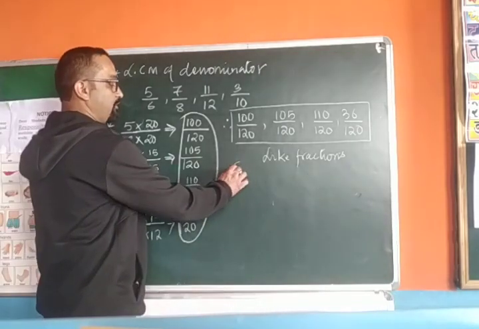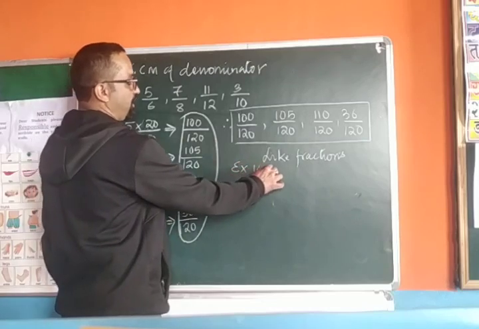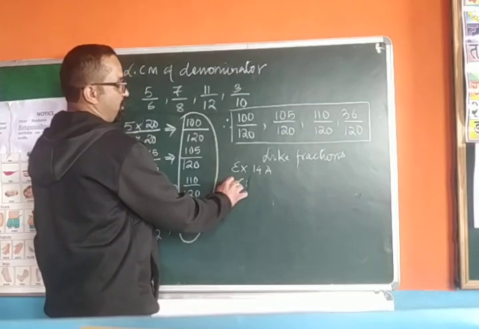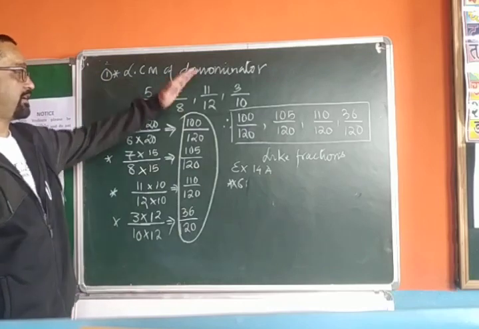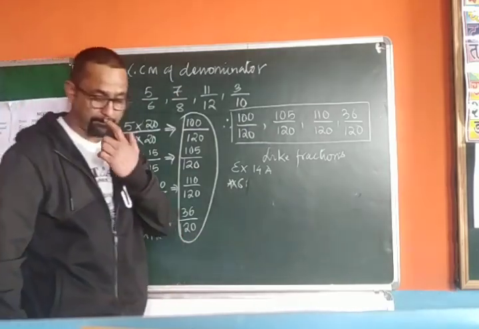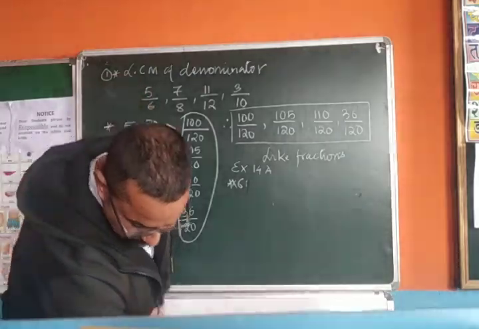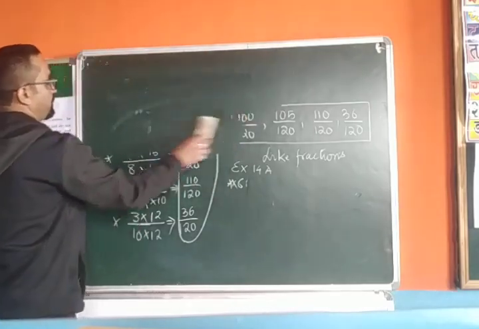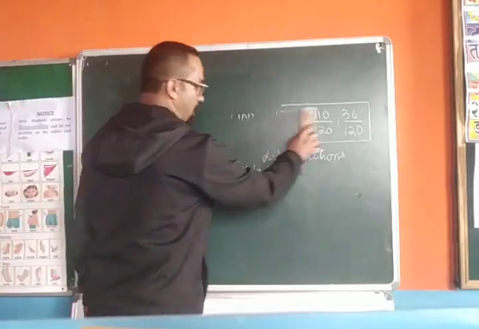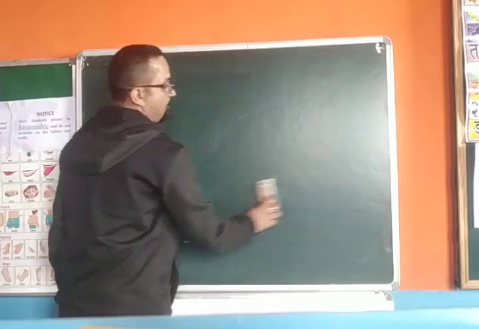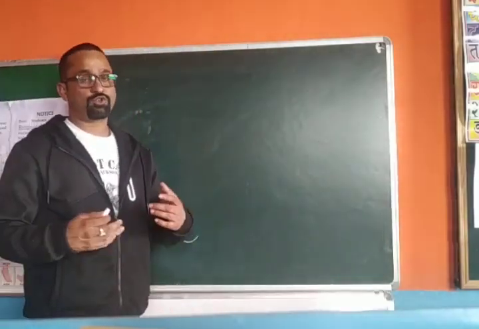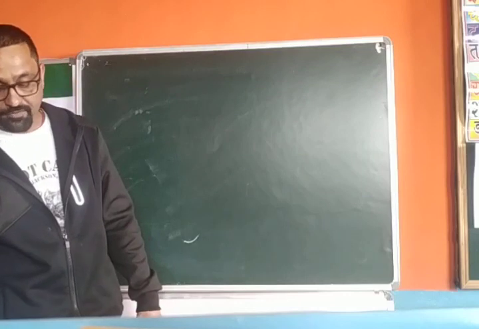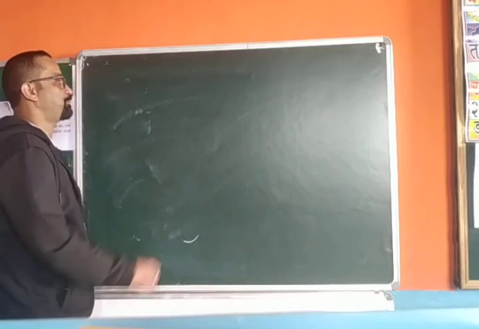You can try solving one question, exercise 14a, question number 6. You can have a look at the question and try solving in a similar way. So I showed you how to convert unlike fractions into like fractions. You have one more topic that is called reducing a fraction into lowest term.